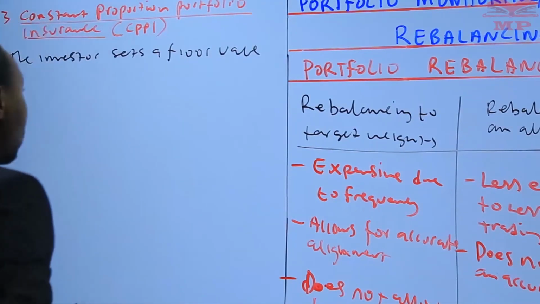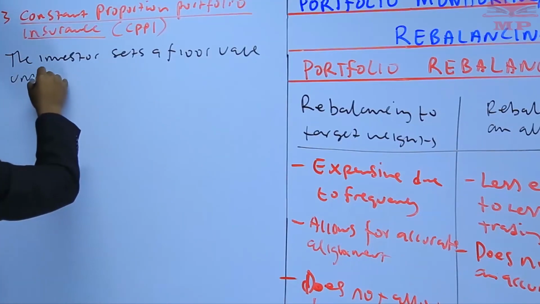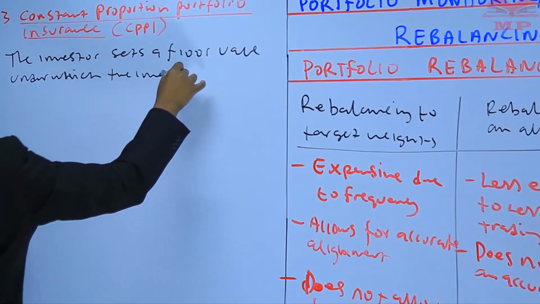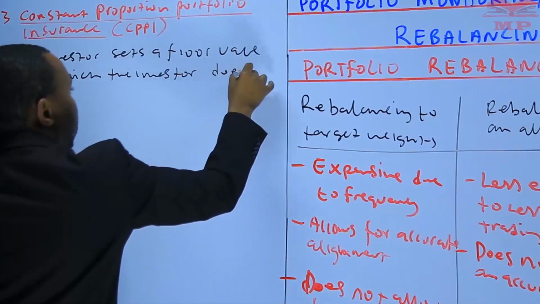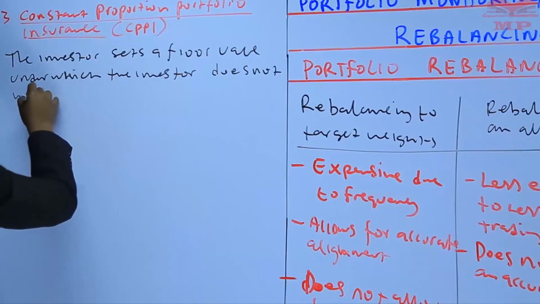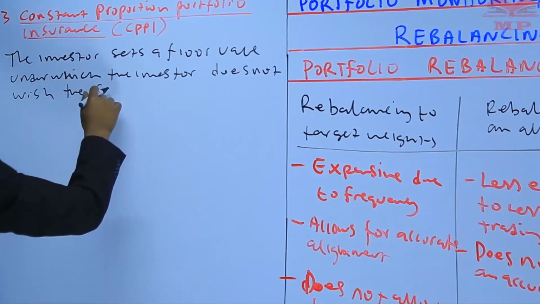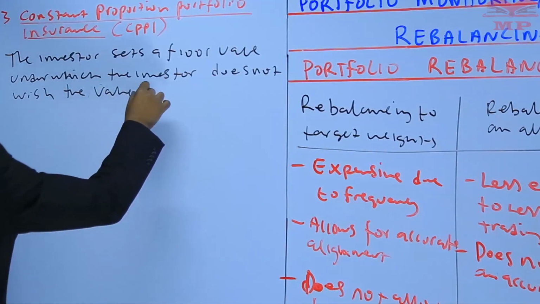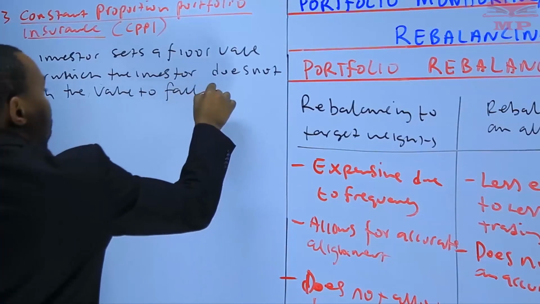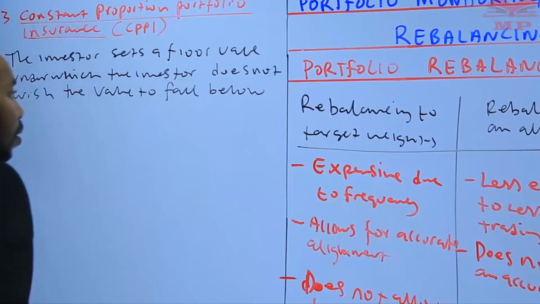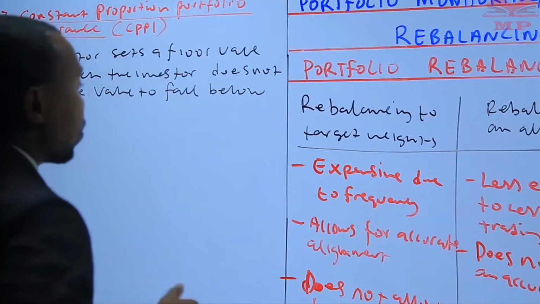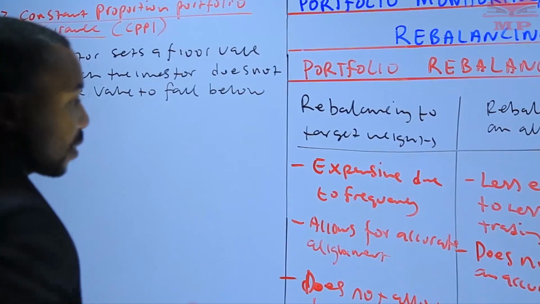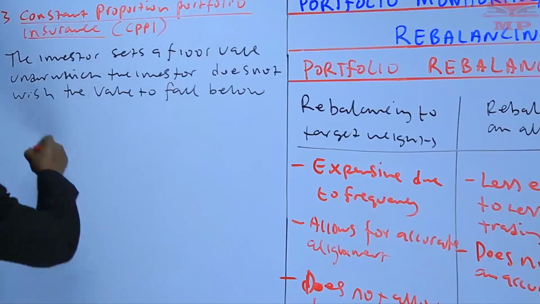That floor value is the level under which the investor does not wish the value to fall below. And the target is given as the target allocation in stocks. It's just similar to that formula there.